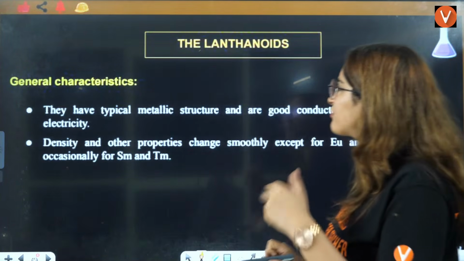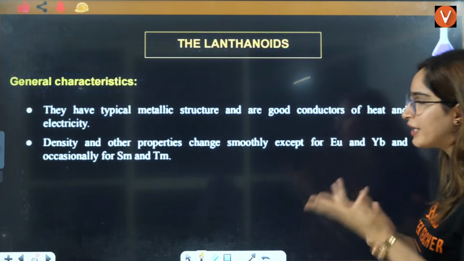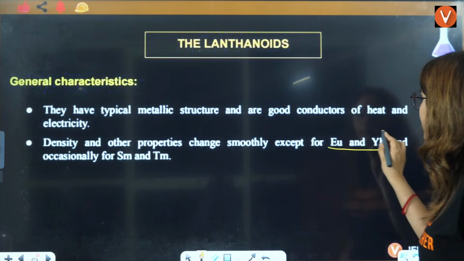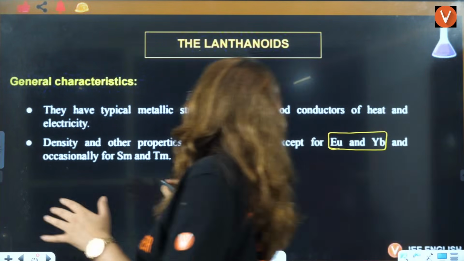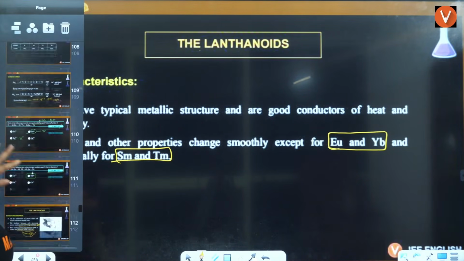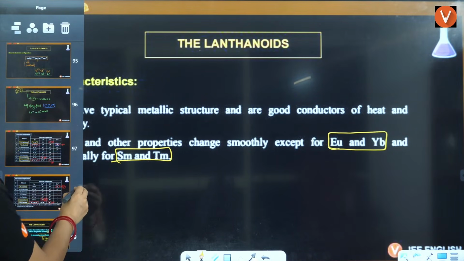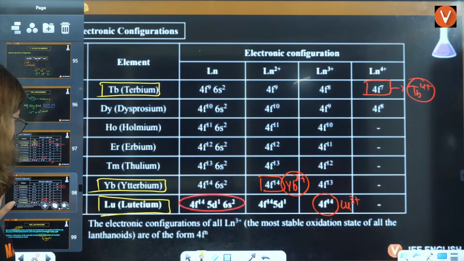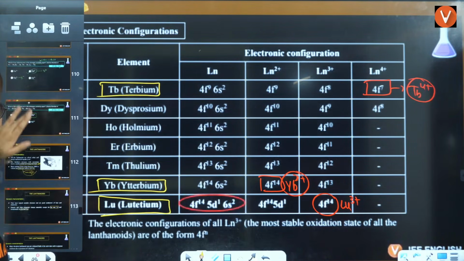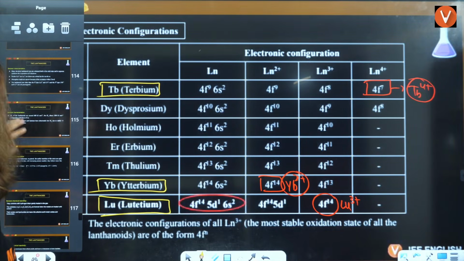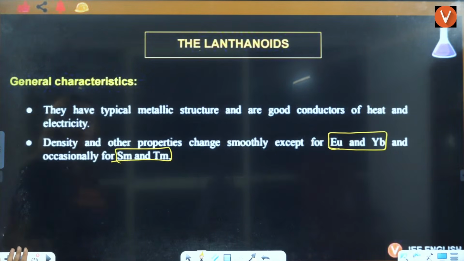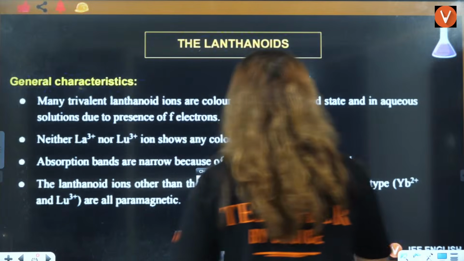Okay. Then they have typical metallic structure and are good conductors of heat and electricity. Density and other properties change smoothly except for europium and ytterbium, and occasionally for samarium and thulium. What was the name? Yeah, the names are very weird. Thulium. Okay, sure. I think that's it. And what else we have here? This is done. Now this also we are left with. I think these are some general characteristics that we are learning here, right?